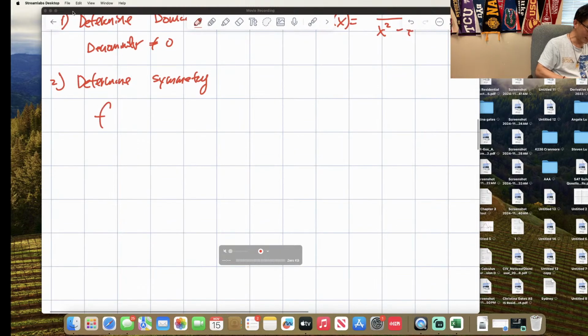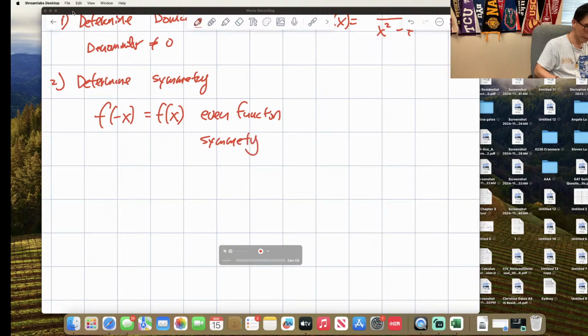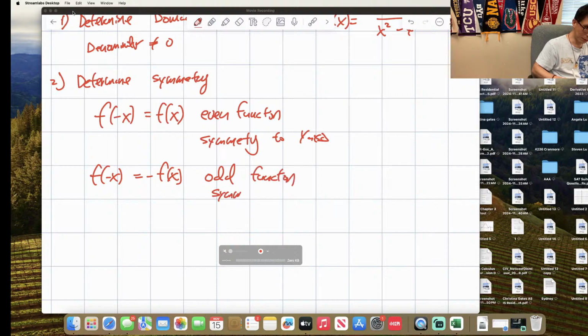So you can plug in negative x and you go back to the original. What is that called? Even functions, right? And what symmetry does an even function have? Symmetry to the y-axis. Good. If I plug in negative x and you get the opposite of the original function, then that's called an odd function, and this is going to be symmetry to the origin. Is that okay? Plug in negative x and see what happens.